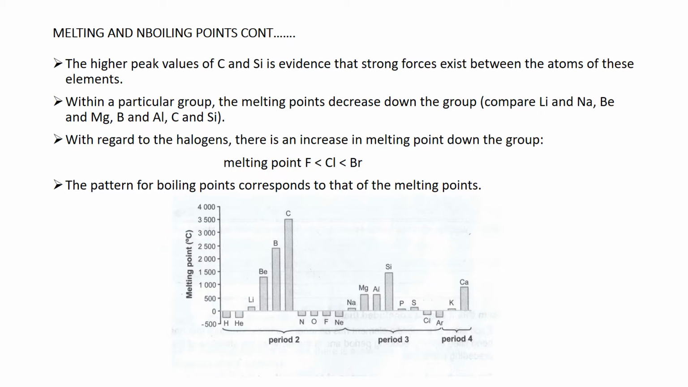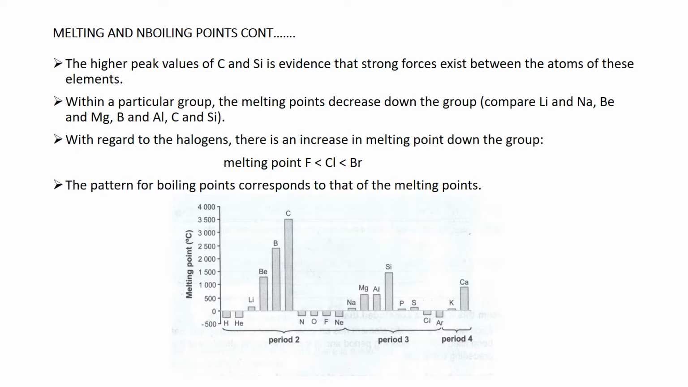So now we're talking about groups. Melting point will decrease down a group. So if you look at lithium and sodium, then you look at beryllium and magnesium. Lithium has a higher melting point than sodium, and beryllium has a higher melting point than magnesium. And beryllium is above magnesium in the periodic table. So you can see that as you go down the group, your melting point decreases.